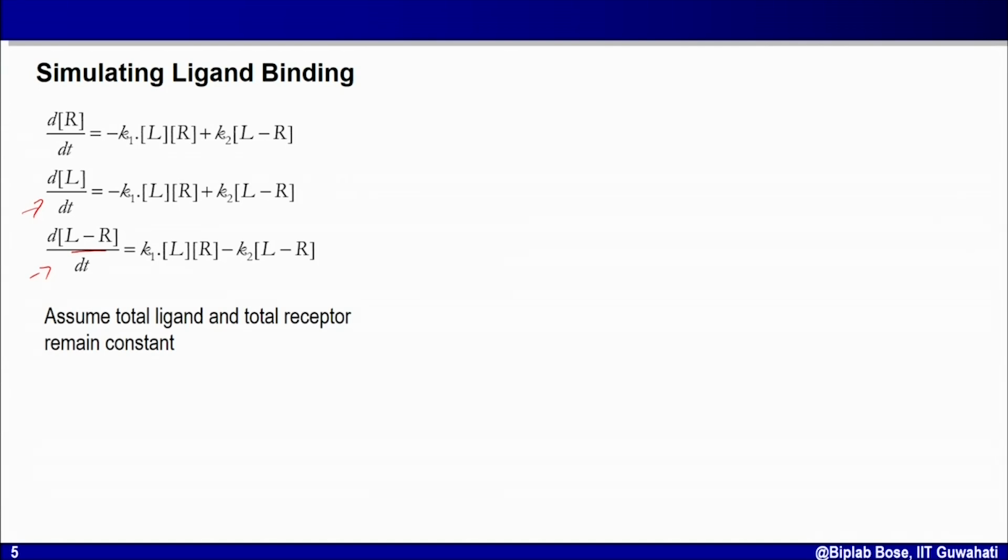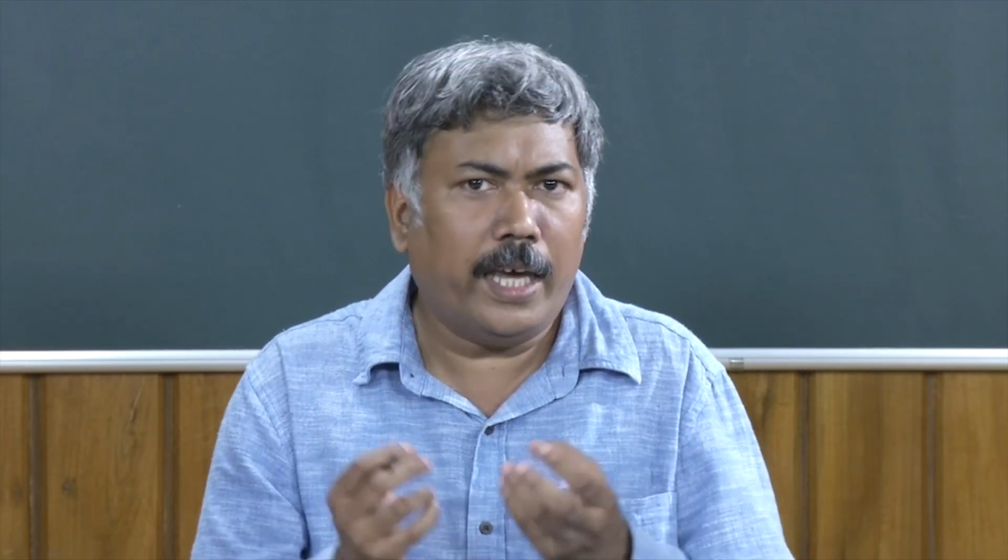For example, to reduce this system further, I can assume that the total ligand and total receptor remain constant. I will consider that the total concentration of ligand is Lt and the total concentration of receptor is Rt, and they are both constant. And that's quite a valid assumption, because when you do an antigen and antibody binding assay, you have a fixed amount of antigen which is allowed to bind with a fixed amount of antibodies. So the total amount of antigen and the total concentration of antibody is fixed.